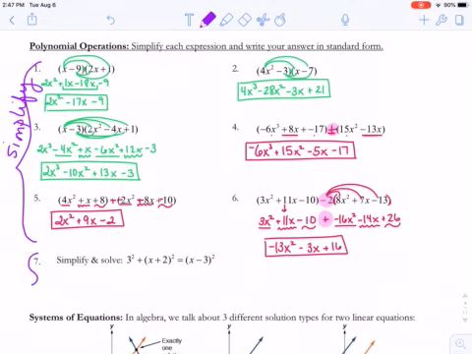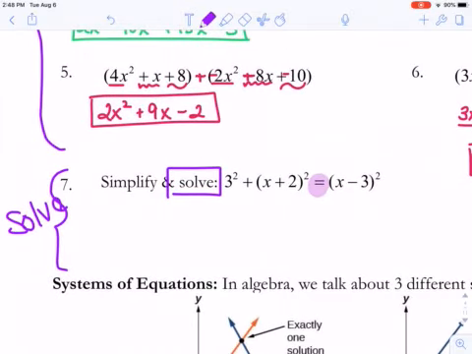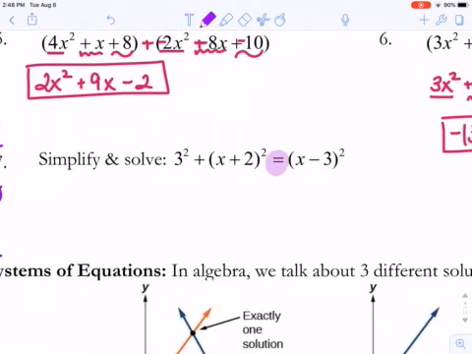Where here in number 7 we are solving. Okay, we solve only when you have an equation, something with an equal sign. So we see here in number 7, there's an equal sign, so we have to solve for x. So what we're going to do here is first simplify, kind of follow our order of operations, and then isolate x. So here we have 3 squared is 9.